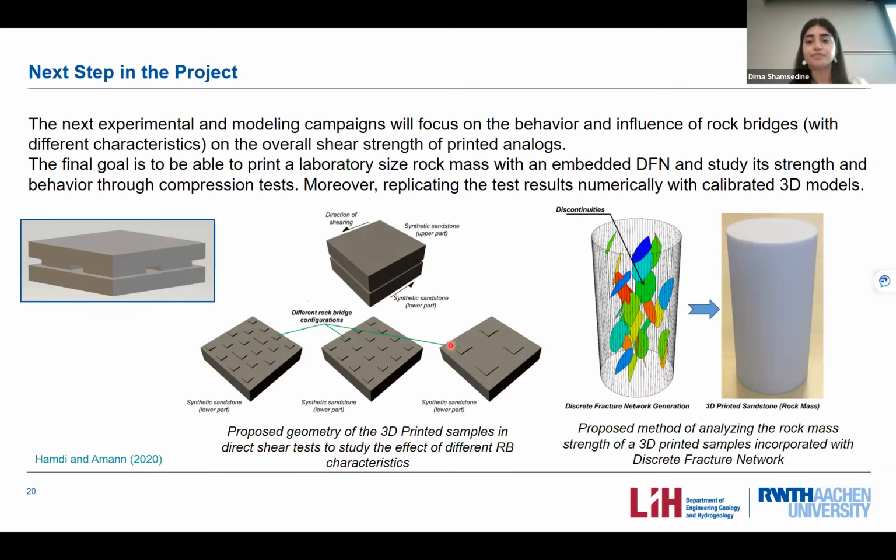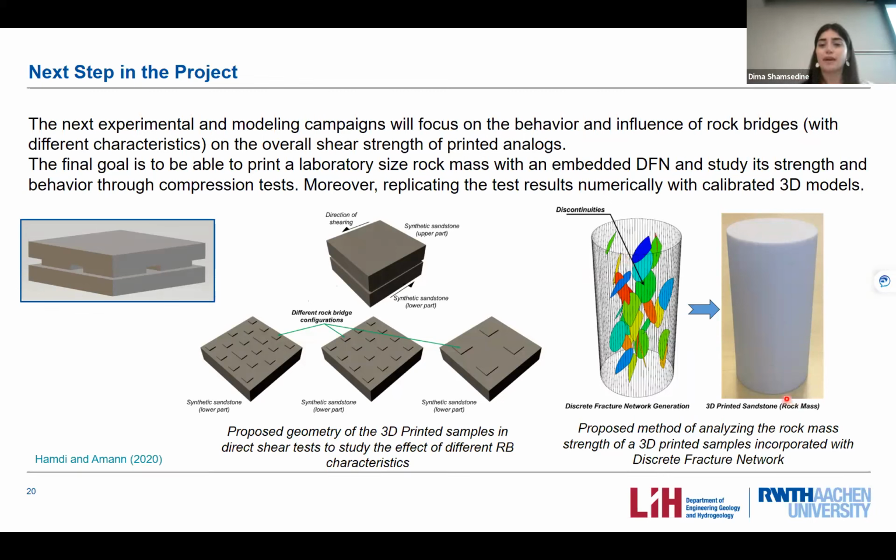And on the right-hand side, we can see the ultimate goal of our project. The ultimate goal is to be able to print 3D cylindrical samples with a discrete fracture network in them, as you can see, of different persistence and orientation, and be able to do direct uniaxial and triaxial testing on these samples, and directly assess their strength and failure behavior, and to try to replicate and model these samples using the FDEM approach.